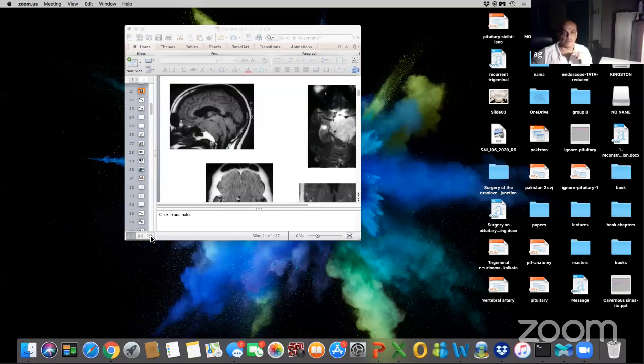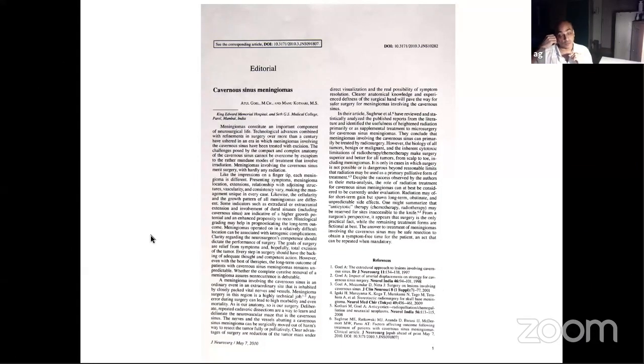Yeah, so cavernous sinus meningioma is a very tricky operation. And those who are in this business, I'm not saying all of you are young people here. I know some of you are very experienced people. Even if you are experienced, I wish you can read this article, which has some very fantastic philosophical notes regarding cavernous sinus meningioma surgery.